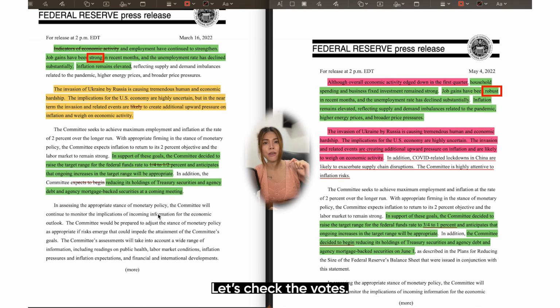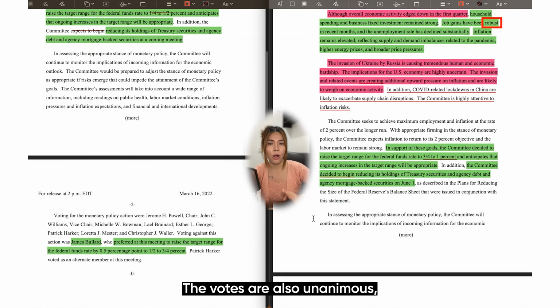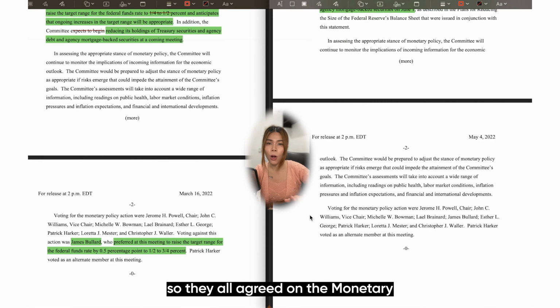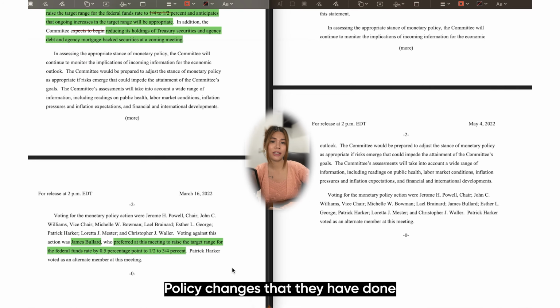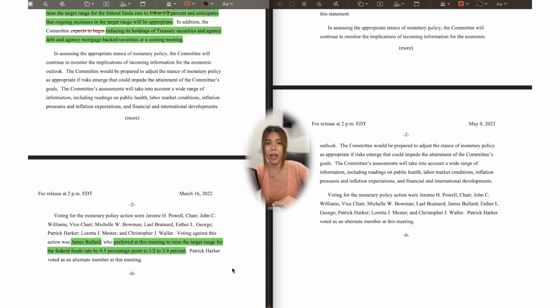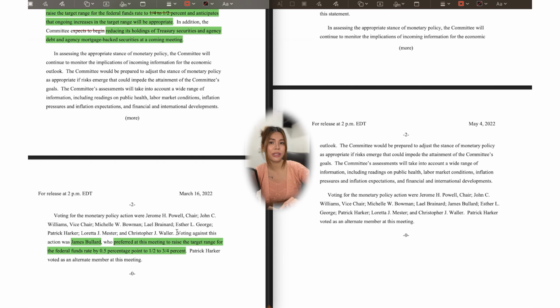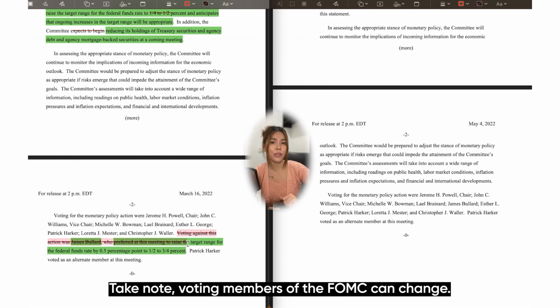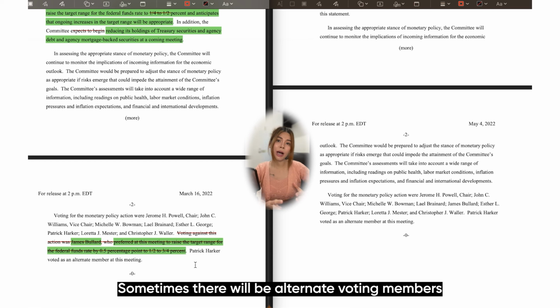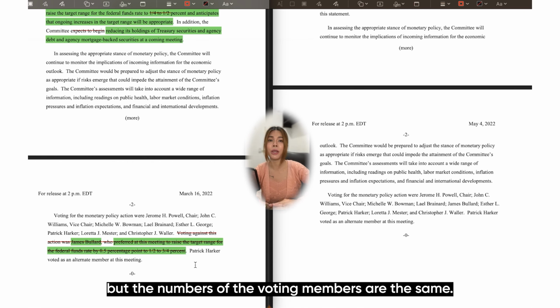Let's check the votes. The votes are also unanimous, so they all agreed on the monetary policy changes that they have done, except there is a slight change in members. Take note, voting members of the FOMC can change. Sometimes there will be alternate voting members, but the numbers of the voting members are the same.